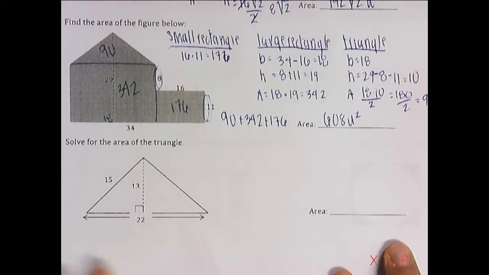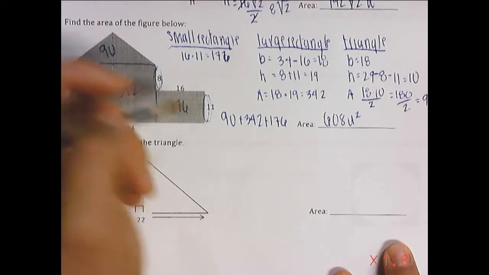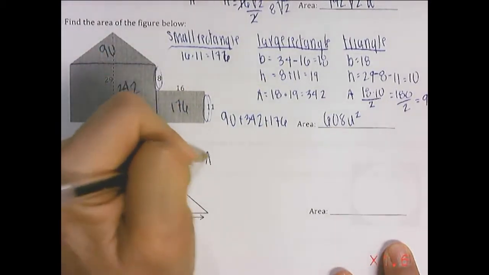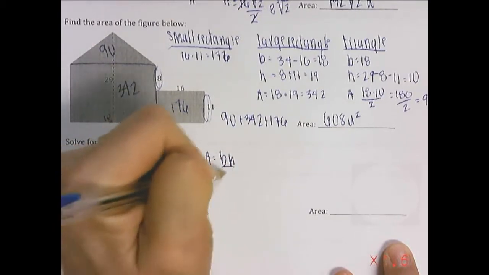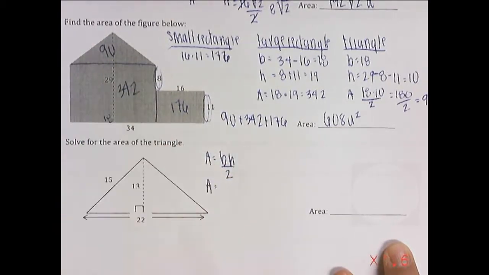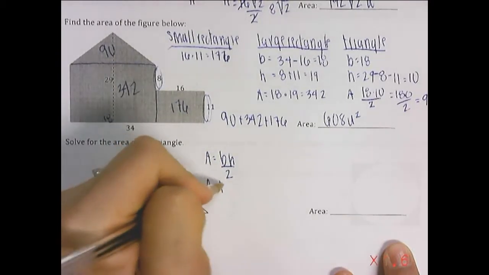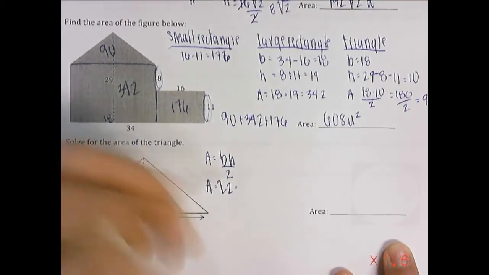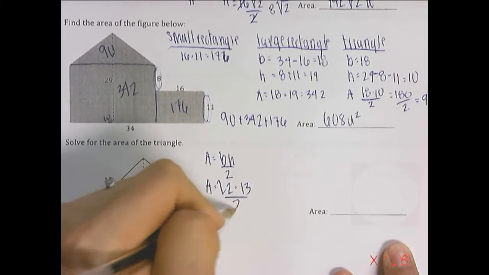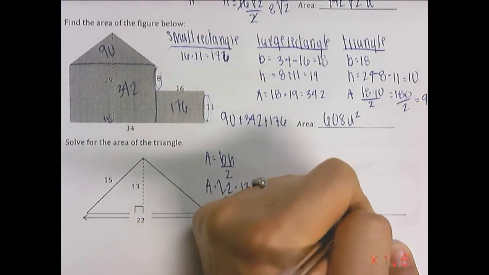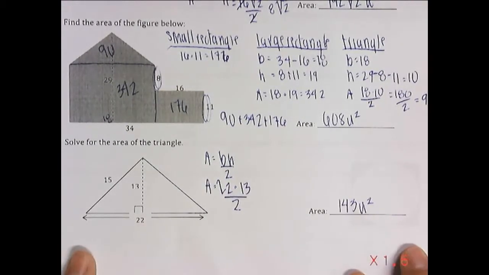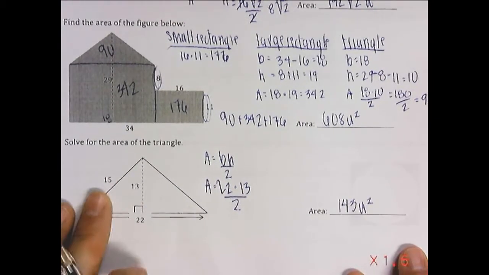All right, so the area of this triangle is going to be your base times your height divided by 2, and my base is 22 times my height which is 13, and divide it by 2, I would get 143 units squared. This one's a little straightforward.